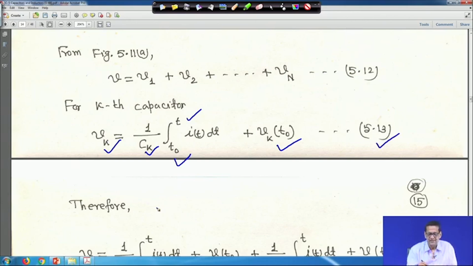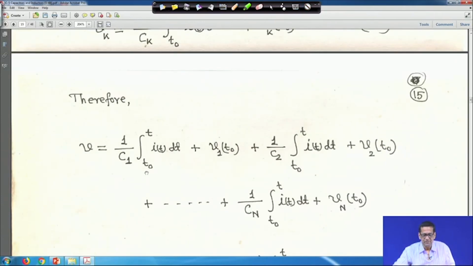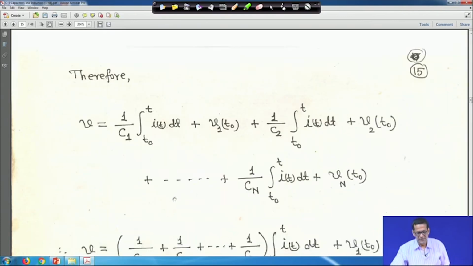So, for Vk, that means V1 is equal to 1 upon C1, integral from T0 to T of i(t) dt, plus V1(T0). Similarly, V2 is equal to 1 upon C2, integral from T0 to T of i(t) dt, plus V2(T0), like this, because all the capacitors are in series. Therefore, we can write V is equal to 1 upon C1, integral from T0 to T of i(t) dt, plus V1(T0). This is for capacitor 1. Similarly, for capacitor 2, it is 1 upon C2, integral from T0 to T of i(t) dt, plus V2(T0). Similarly, for the nth capacitor, 1 upon Cn, integral from T0 to T of i(t) dt, plus Vn(T0).